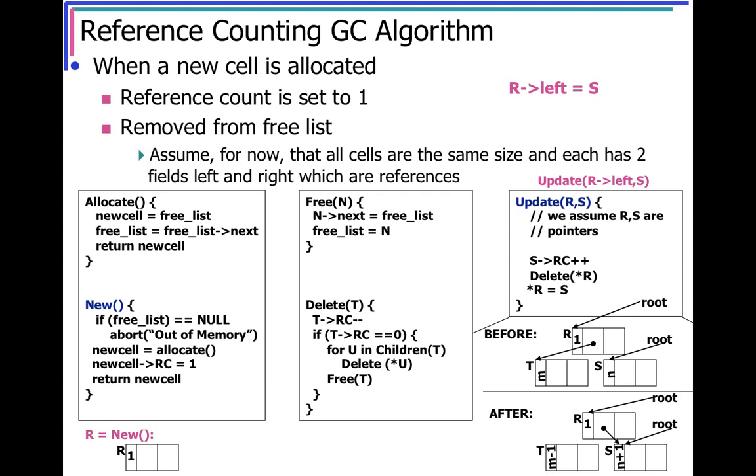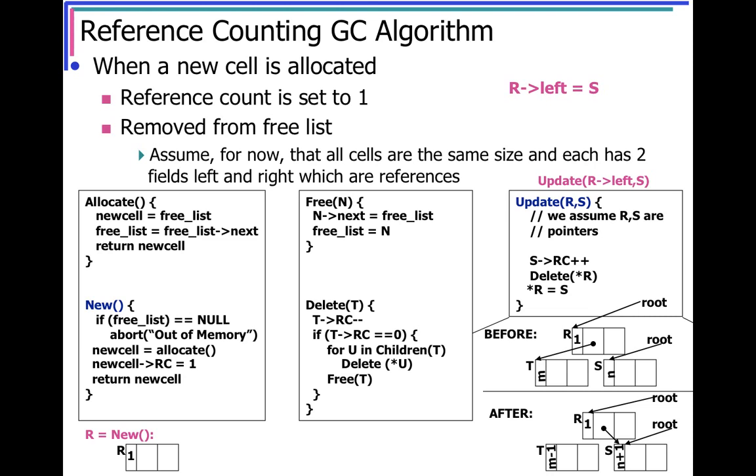In this slide, we show the abstraction for the different algorithms associated with the reference counting garbage collection algorithm. When we want to allocate a new object, we call the function new in the bottom left. In this case, we're going to check the free list to see if it's null. If it is, then we're out of memory. We have no more space to allocate. Assuming we have space on the free list, we call the allocate routine.